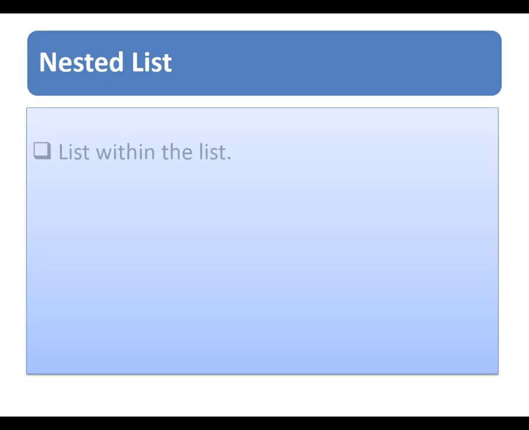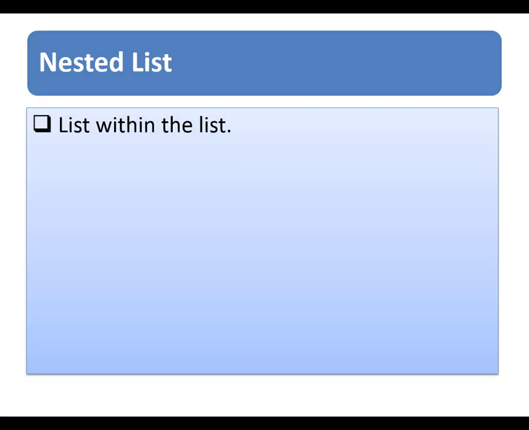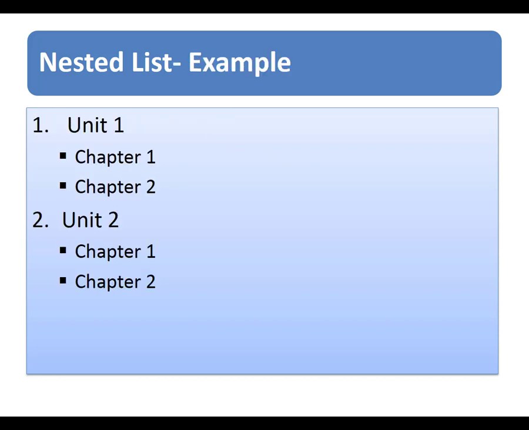You can also prepare a nested list in HTML. A nested list is called a list within a list. There is no need for both lists to be the same in a nested list. You can nest an unordered list within an ordered list or a definition list within an unordered list. This is an example of a nested list. Here an unordered list is nested in an ordered list.